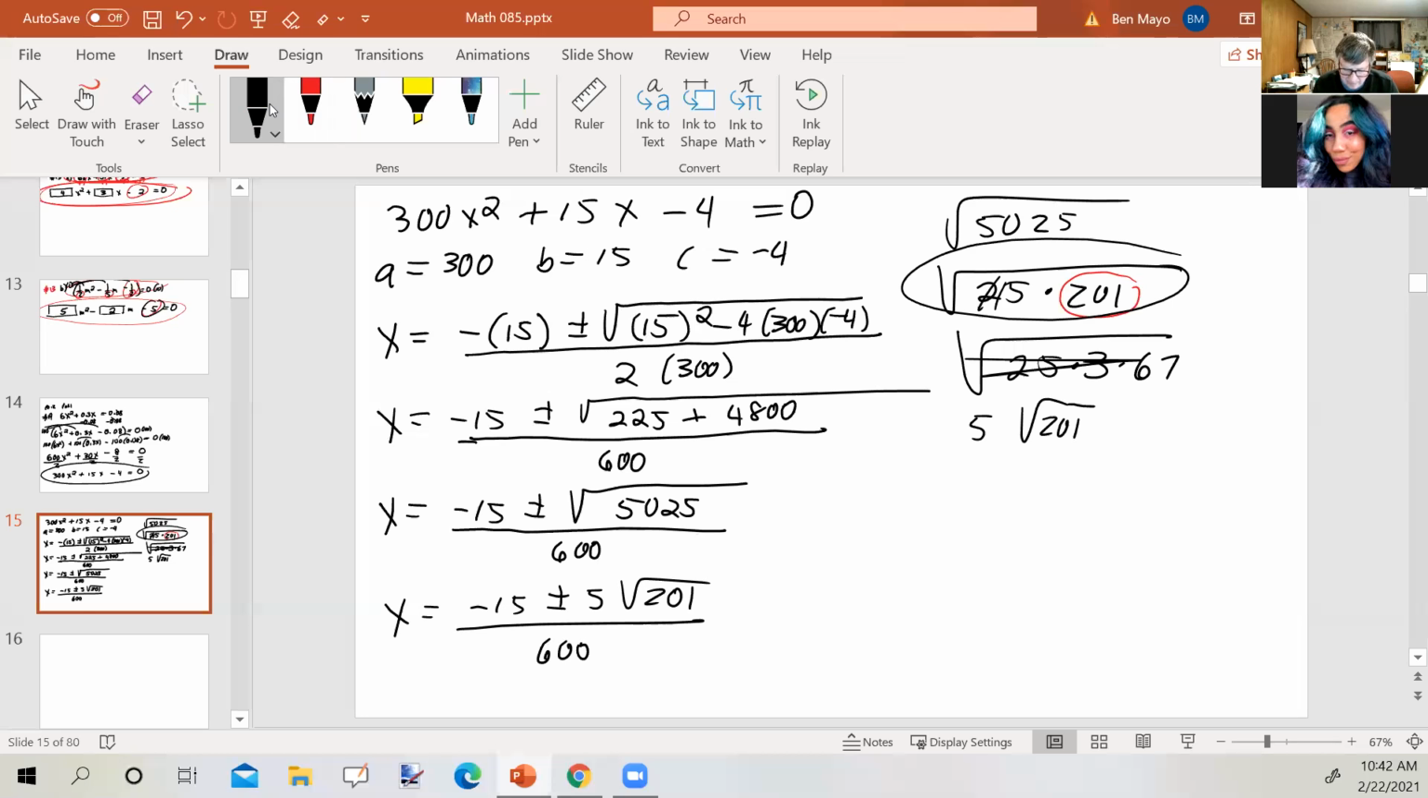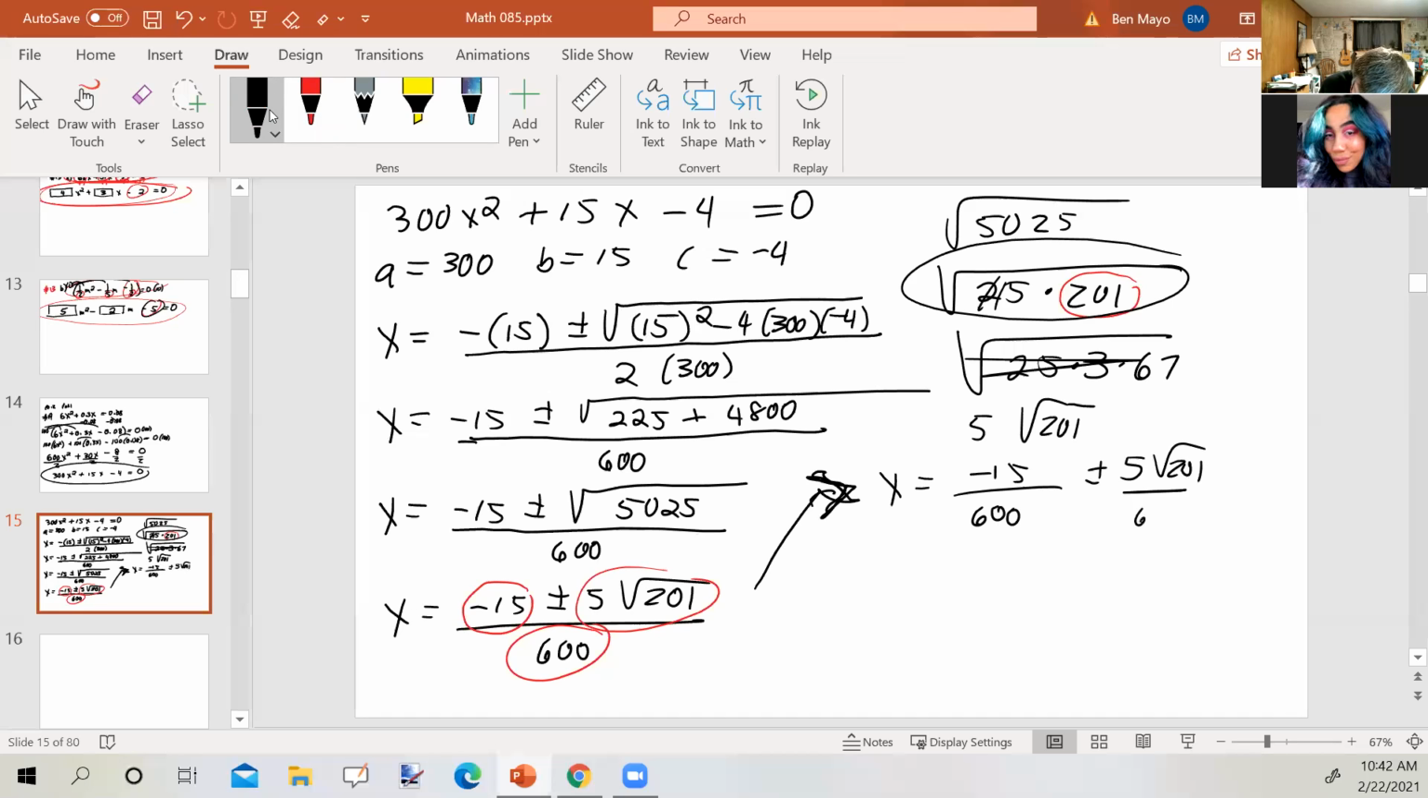Now, this is correct, but we can reduce it down further because this number and this number are all divisible by 5. So what I'm going to do now is split this up and write it as x equals negative 15 over 600 plus or minus 5 square roots of 201 over 600. And I'm going to reduce both of them down by 5. So this would be what? Negative 3 over 120 plus or minus the square root of 201 over 100.